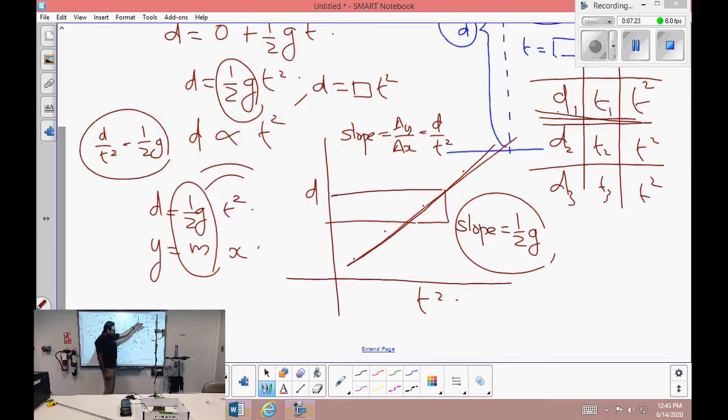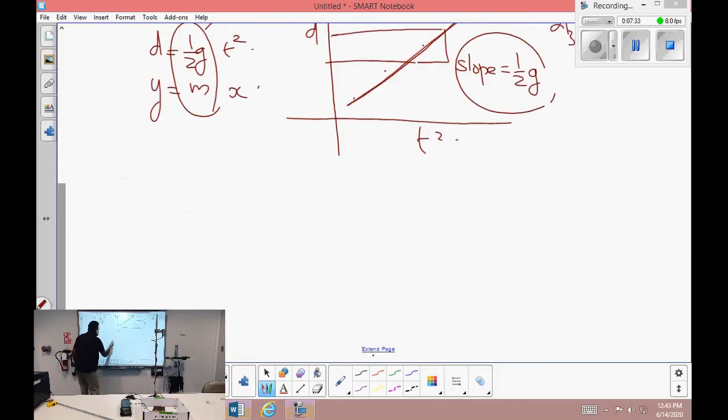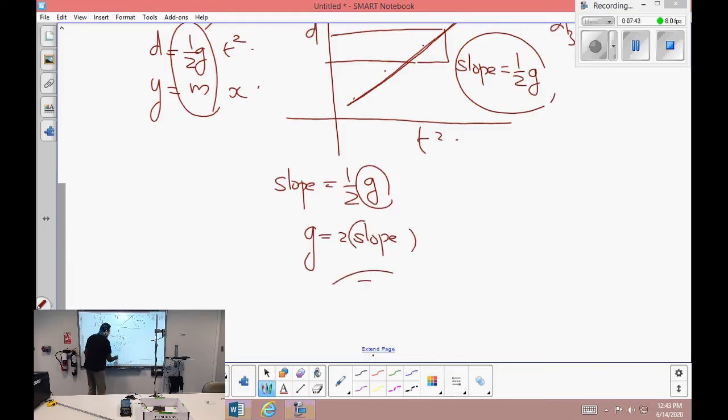Now, after getting these readings, when we plot, we'll get a straight line, and from the straight line we can find the slope, and the slope will be equal to half g. Therefore, we can get g. What is g? 2 times the slope. So we are going to find the experimental value of g, that is equal to 2 times the slope. And that is our experimental plan, and we're going to do that here.